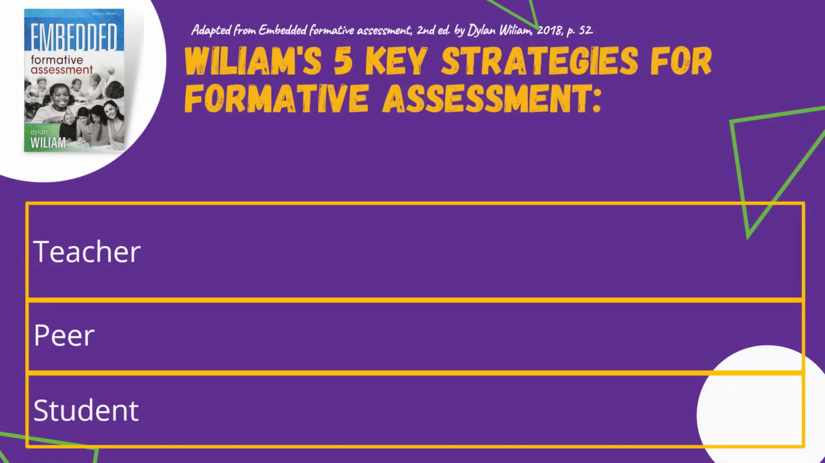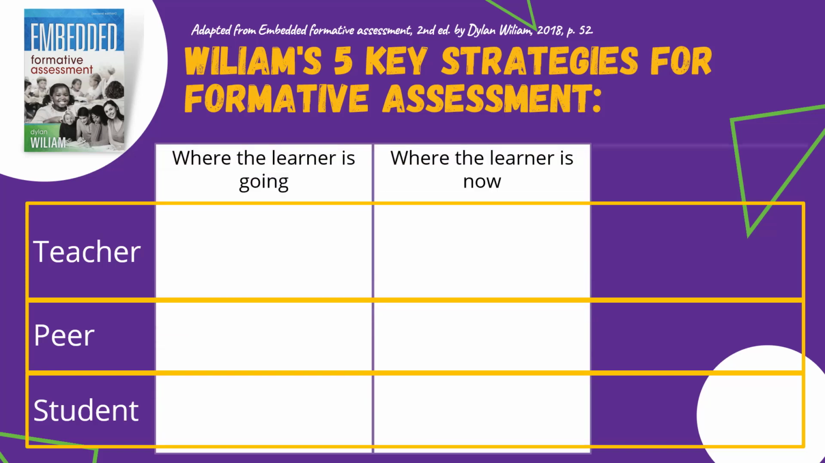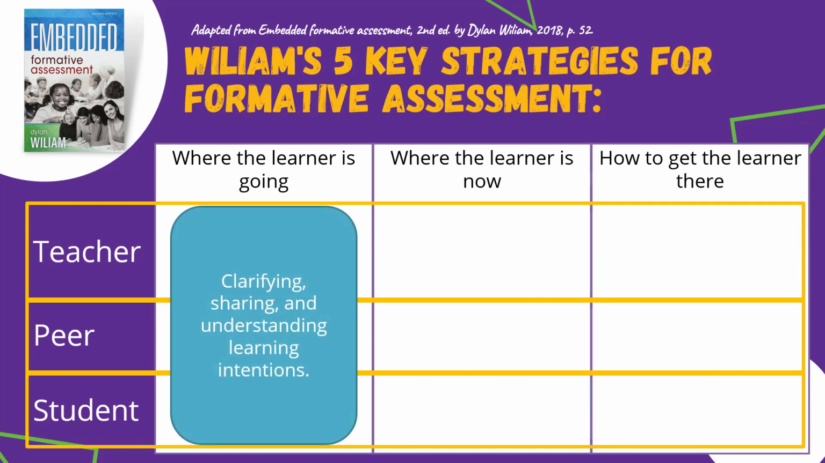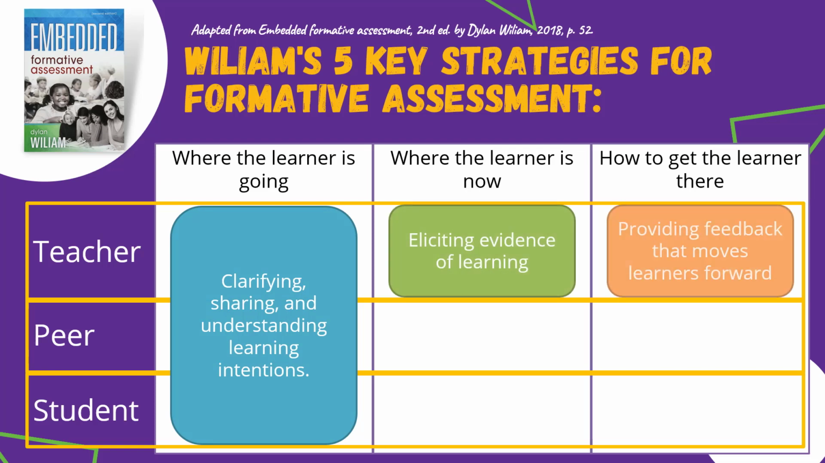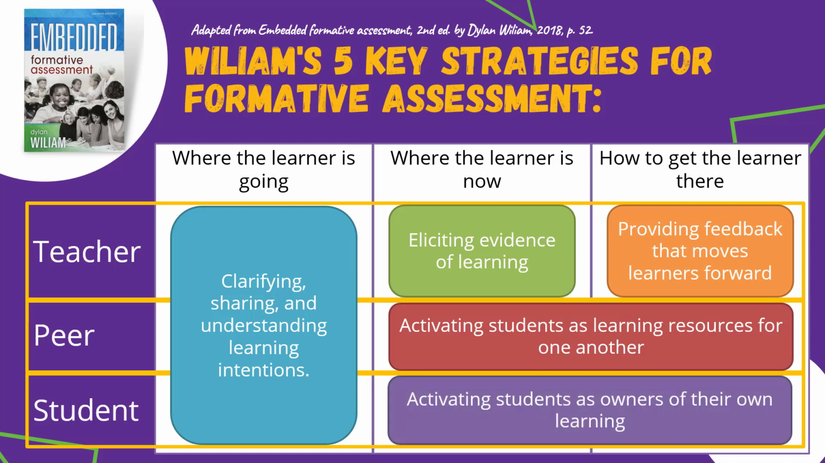Let's recap Dylan Wiliam's 5 key strategies for the formative assessment process that support both teachers and students in knowing where the learner is going, where the learner is now, and how to get the learner there. First, clarifying, sharing, and understanding the learning intentions. Eliciting evidence of learning, providing feedback that moves learners forward, activating students as learning resources for one another, and activating students as owners of their own learning.